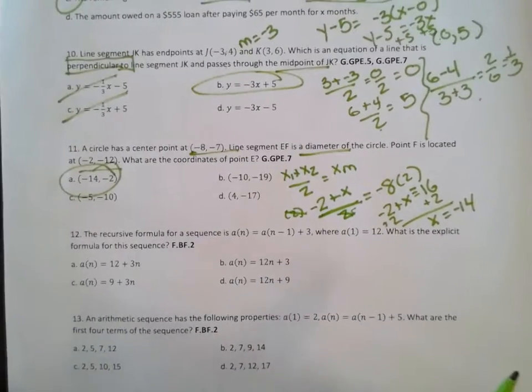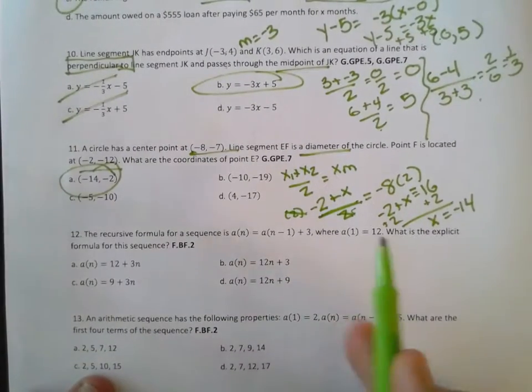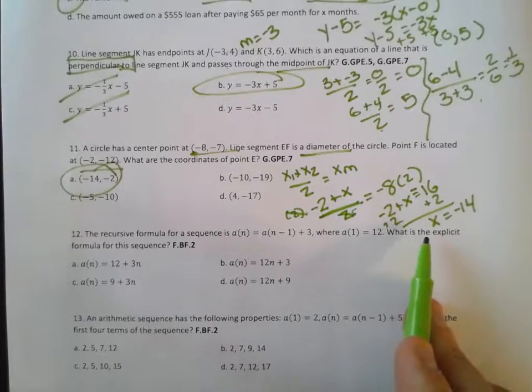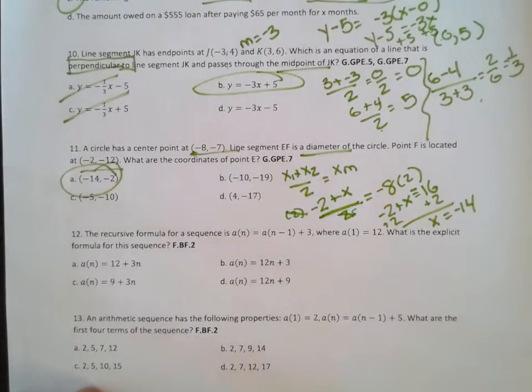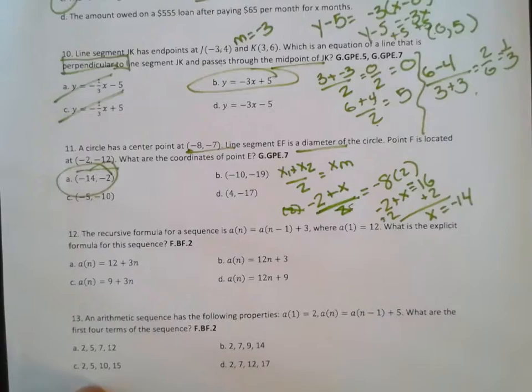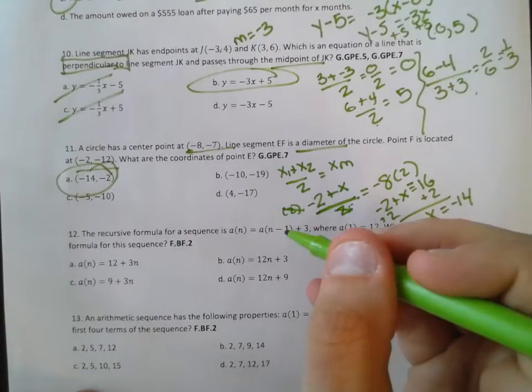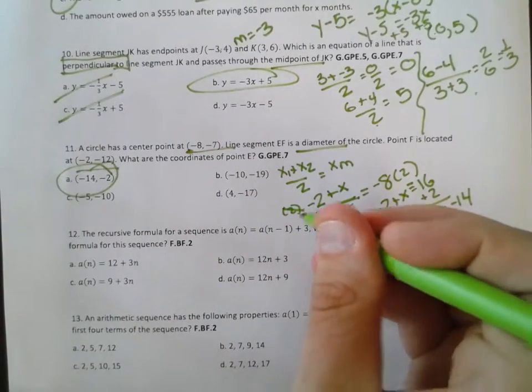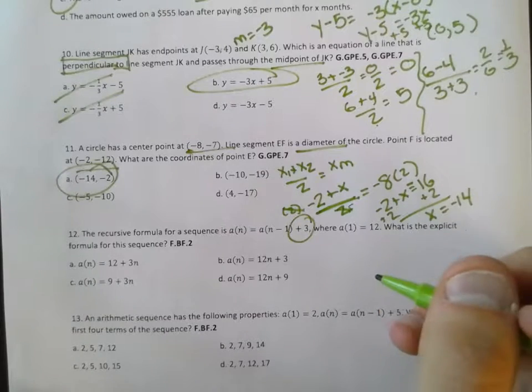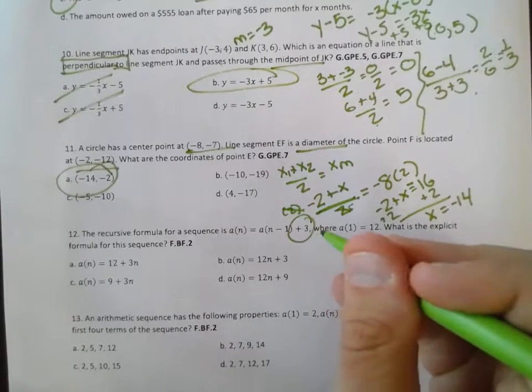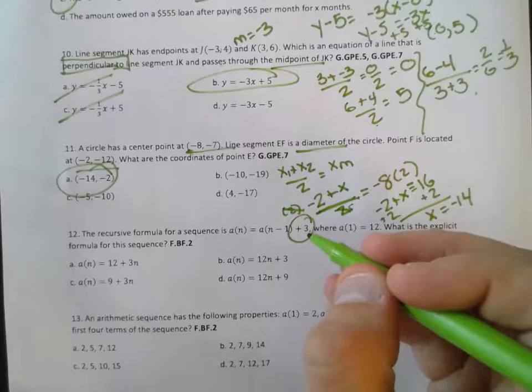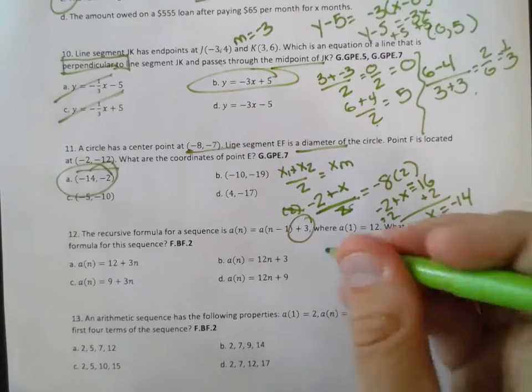Number 12, the recursive formula for a sequence is given, with a1 equal to 12. What is the explicit formula for the sequence? Well, guys, remember with recursive formulas, you have to plug in the previous answer. So for every answer we plug in, we have to add 3 to it. It's changing by 3 each time. That means the common difference is 3. The common difference is also known as your slope.